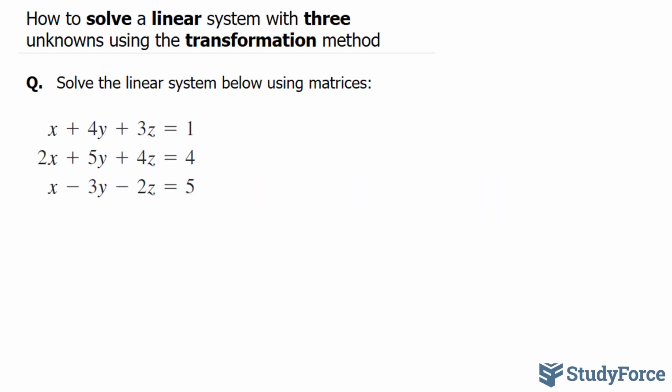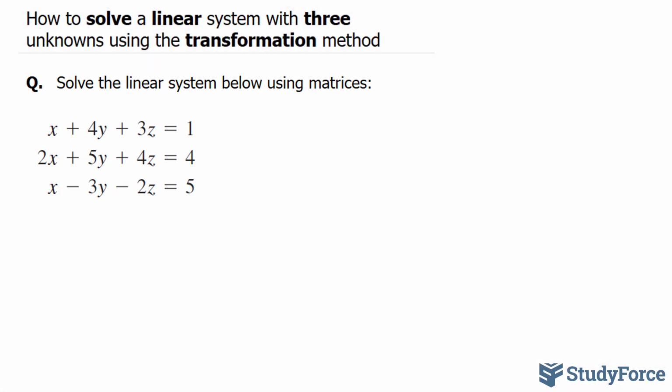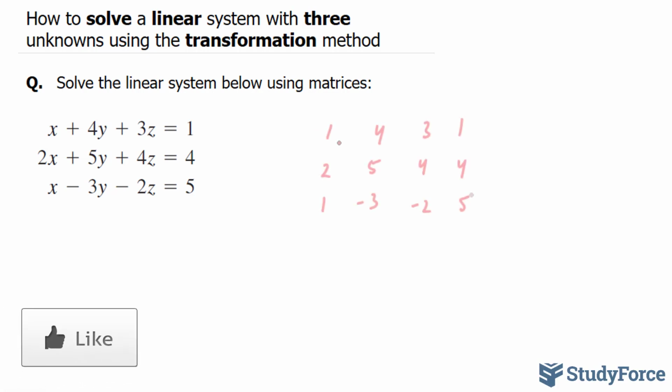In this video, I'll show you how to solve a linear system with three unknowns using the transformation method. The question reads, solve the linear system below using matrices. Let's rewrite this system of linear equations with three unknowns as a matrix. And if we do that, we should end up with a matrix that's 3 by 4. So here we have a 3 by 4 matrix, 3 rows by 4 columns.